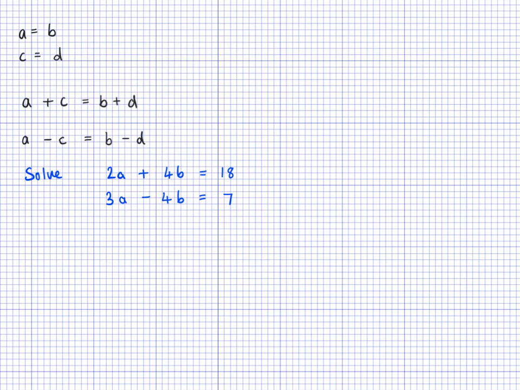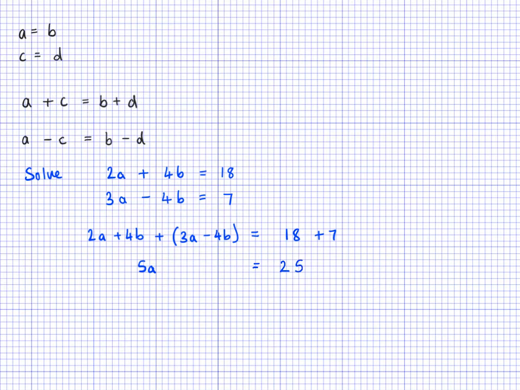So if I add 2A, add 4B. Now I need to add to that all of 3A take away 4B, okay? And this is going to be equal to 18 add 7. Let's see what happens. So 2A add 4B add 3A. So 2A and 3A added together is 5A. And then 4B add a negative 4B is just 0. So this just goes away. So I've got 5A on this side. 18 add 7 is 25 on the other side of the equal sign.